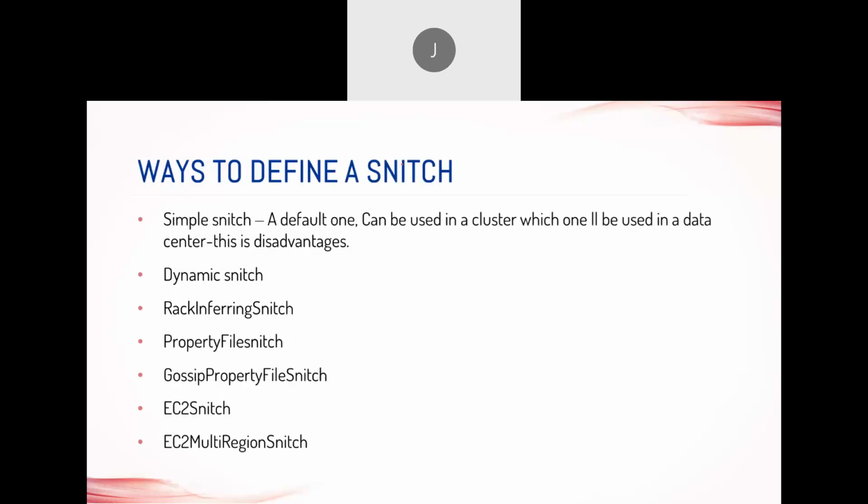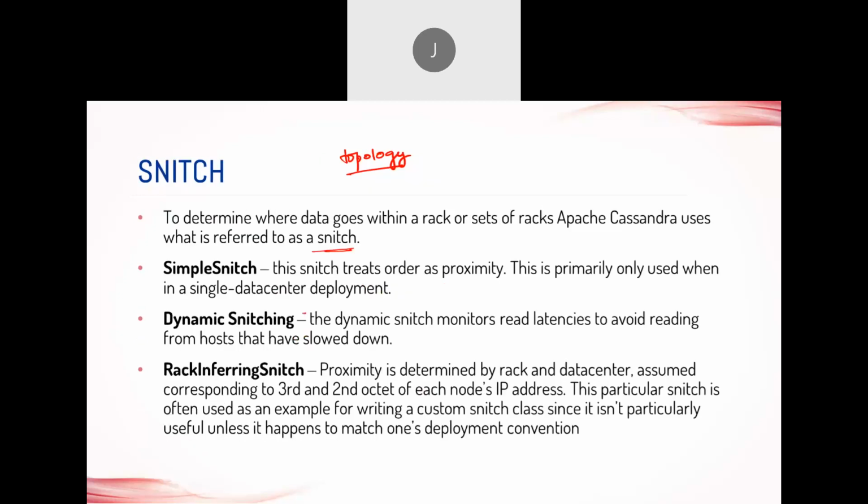There are different types of snitch, like dynamic snitch, rack inferring snitch, and property file snitch, each with its own properties. These are all configured in configuration files, and you can configure each type of snitch based on the usage. Some commonly used snitches, an example I am giving here: the simple snitch treats based on proximity, which is where the data is stored. This is primarily used only in a single data center deployment.